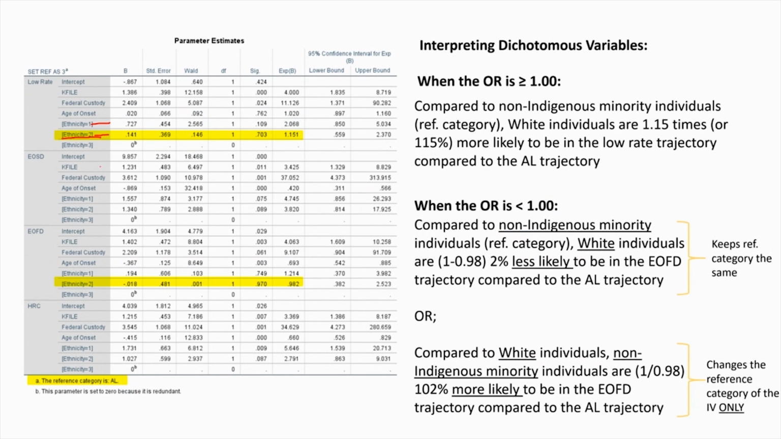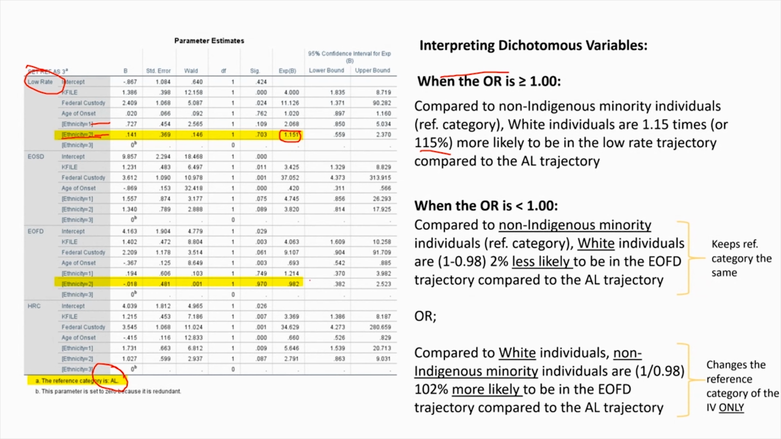So looking at ethnicity 2, this would be our individuals that self-reported being white. We have an odds ratio that's greater than 1. So when we follow the guidelines up here, we would say that when compared to non-indigenous minority individuals, that's our reference category, white individuals are 1.15 times more likely to be in the low rate trajectory group compared to our reference category, which is the AL trajectory group. We could also say 115%. So 1.15, the equivalent is 115%. So again, nice and straightforward.